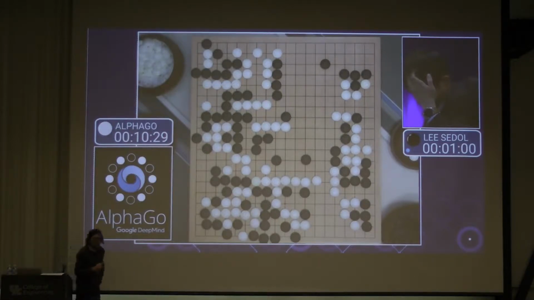For those of you who aren't familiar, back in March 2016, Google unleashed upon the world AlphaGo. It's an autonomous Go-playing agent, and it defeated in extraordinary fashion one of the best Go players in the world at the time, Lee Sedol.